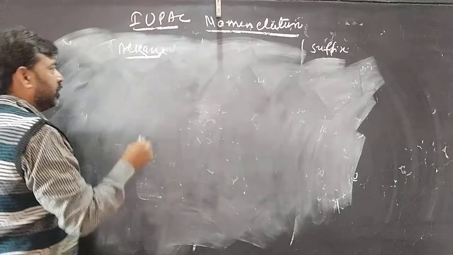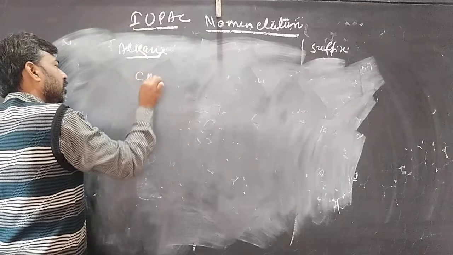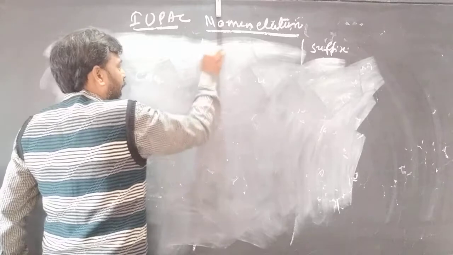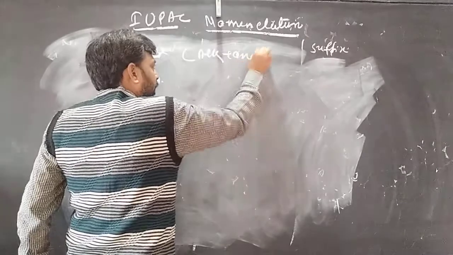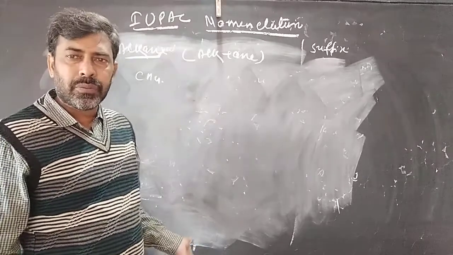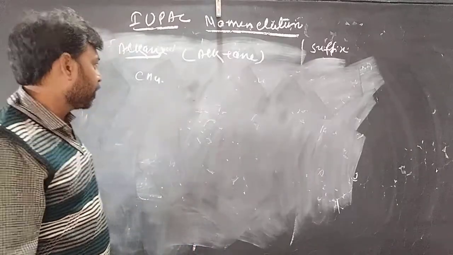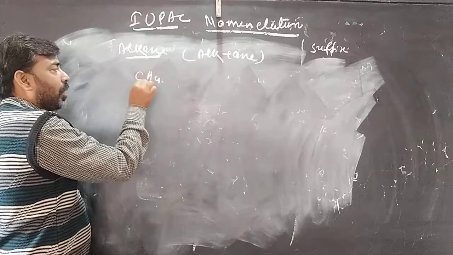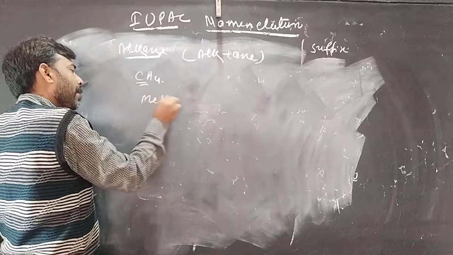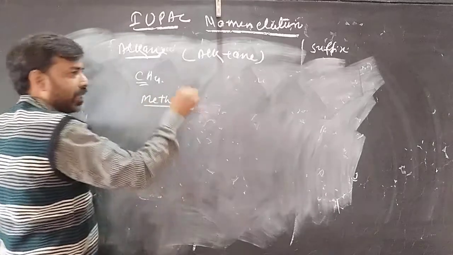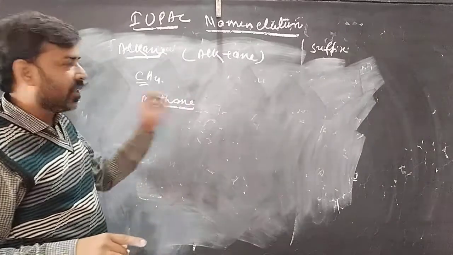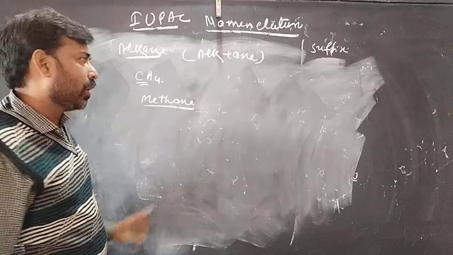So in this case, you can see the compound CH4. What will be the name? The name will be formed as alk plus ane. There is no functional group, so there is no need for positioning a functional group. Here, what is the number of carbons? 1. So it is meth plus ane, that is methane. The first letter will be a capital letter and all the other letters must be small letters.